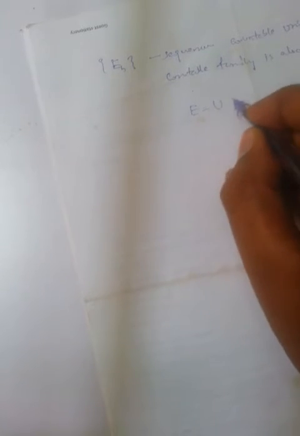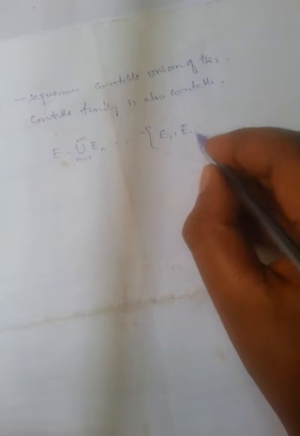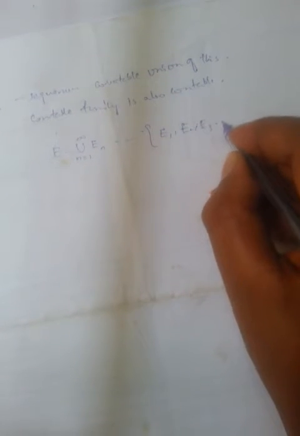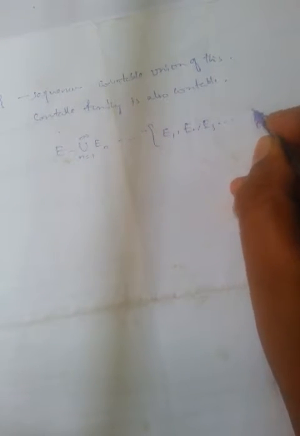First we are defining E, that is E equal to the union, n equal to 1 to infinity, of En. It means that En is going from 1 to infinity. For example, like this, E1, E2, E3, and so on, up to infinity.